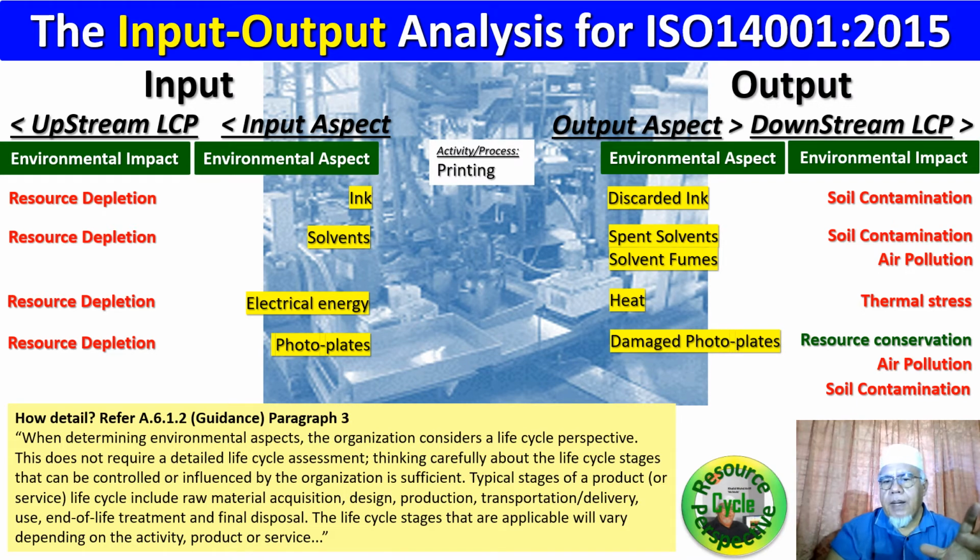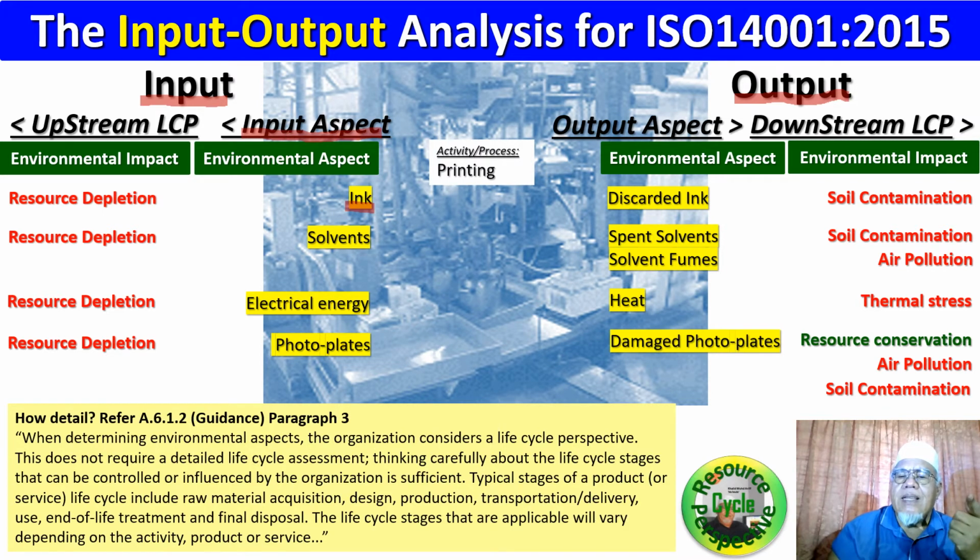Okay, now let's come back to this input output analysis. There you are. We are identifying environmental aspects by means of the input output analysis. Now we have here already the environmental aspects and impacts in green background. So let's take the first example, ink. Ink is an input to this process. It comes into this process as an input environmental aspect.